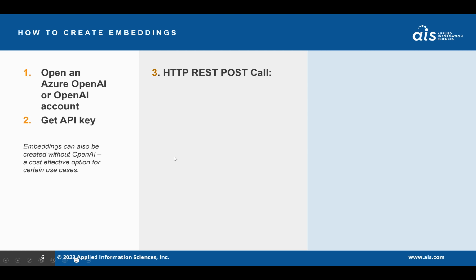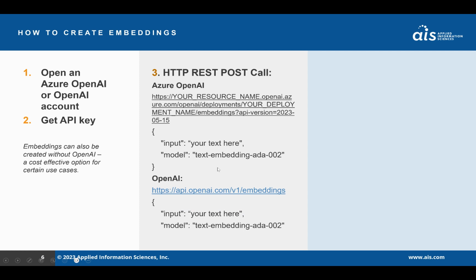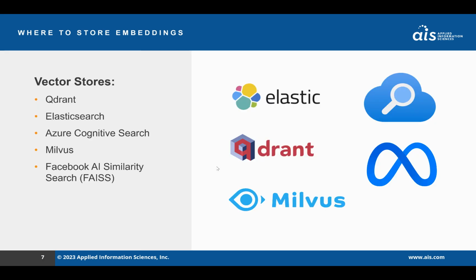So how do you go about doing that? Once you have the account and the API key, you need to make a REST call to your Azure OpenAI instance. Or if you're using OpenAI, you make a REST call to this particular URI, supplying the input text for which you want to create embedding, and supplying the model. The ADA2 model is the most popular for creating embeddings for text-based models. And the response for that particular REST call returns a JSON that has embedding values in it.